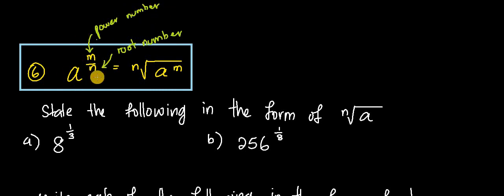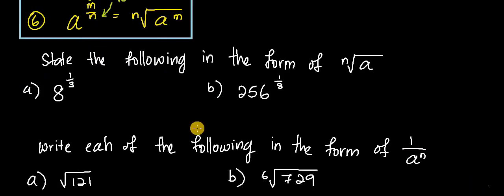Alright? So on fractional indices, the bottom is always the root, the top is always the power. So for example, state each of the following in the form of n root a. That means you have to write in this form. Okay? So 8 power 1 over 3. Now 3 is always the root and 1 is always the power. So another way you can write this is the cube root of 8 basically, and 8 power 1.